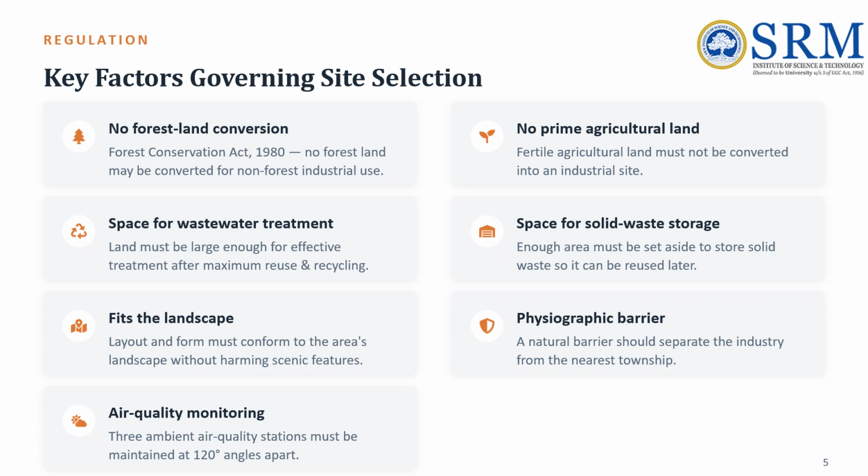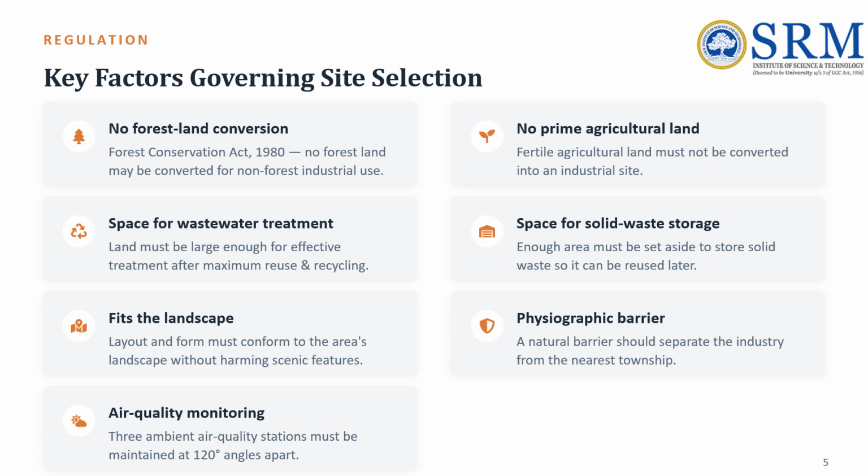The plant should also blend with the surrounding landscape and avoid disturbing environmentally sensitive areas. Whenever possible, natural barriers such as hills or forests should separate industrial facilities from nearby residential areas. These barriers help reduce the spread of pollutants and provide an additional level of safety during emergencies.